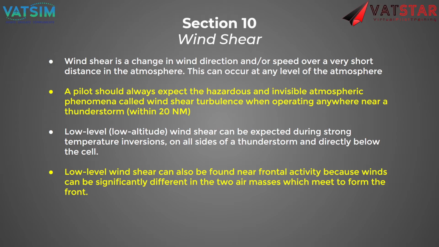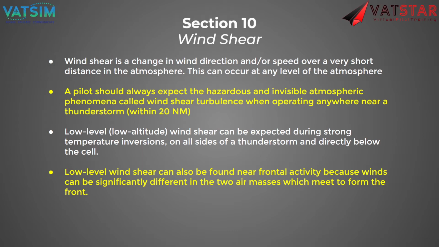A pilot should always expect this hazardous and invisible phenomenon operating anywhere near a thunderstorm, and typically it's within 20 nautical miles. You should expect this. That's the greatest risk of wind shear. However, there is another thing called low level wind shear, and you'll get this when it's very gusty, when you have very strong pressure gradients, which we talked about before. The differences in pressure are very close to each other, or isobars are very close to each other, aka the pressure gradient is very large. So that wind shear can be expected during strong temperature inversions, which is when it gets hotter as you increase in altitude, or on all sides of the thunderstorm and directly below a thunderstorm. Again, I strongly advise you don't fly anywhere near thunderstorms, even jets avoid them.